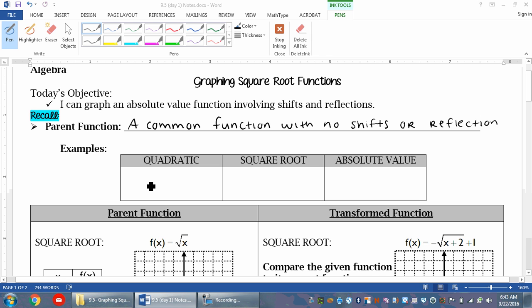We first started with a quadratic pattern. So f of x is equal to just x squared. We then moved on to absolute values. We got my V-shaped graph. That's the absolute value of x. And now today we're going to be dealing with the square root. So it's f of x is equal to the square root of x.